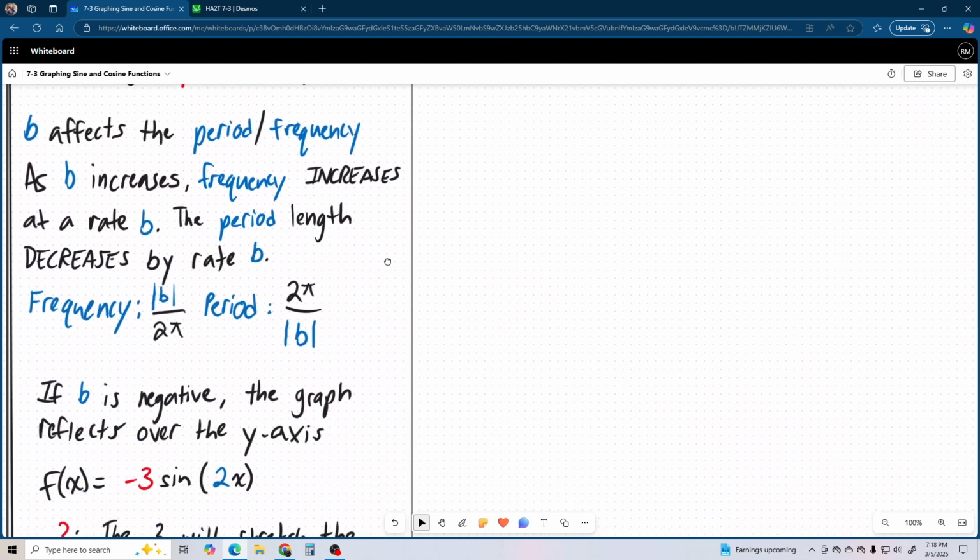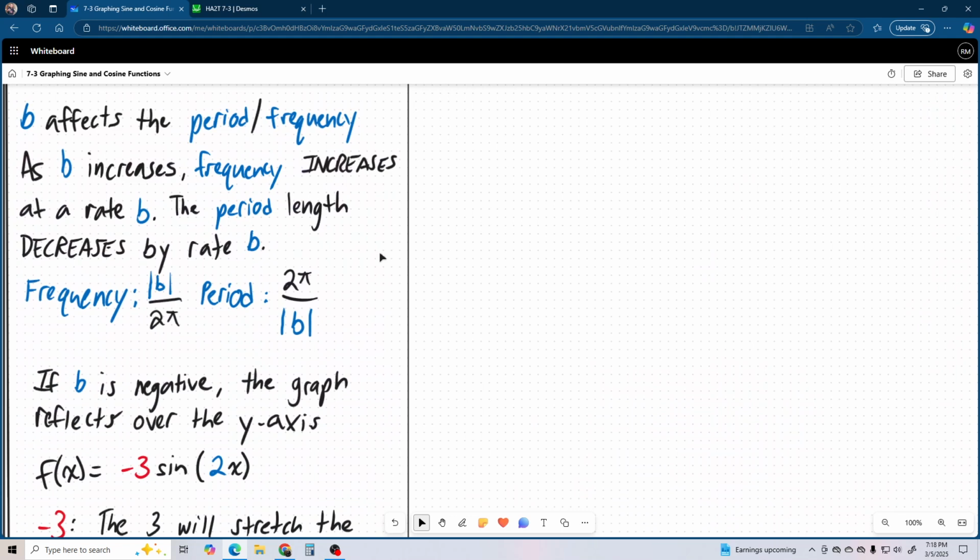So now let's talk about B. So B affects the period / frequency, right? Because anytime you talk about a period, you're going to talk about the frequency. Anytime you talk about frequency, you're talking about the period of the function.